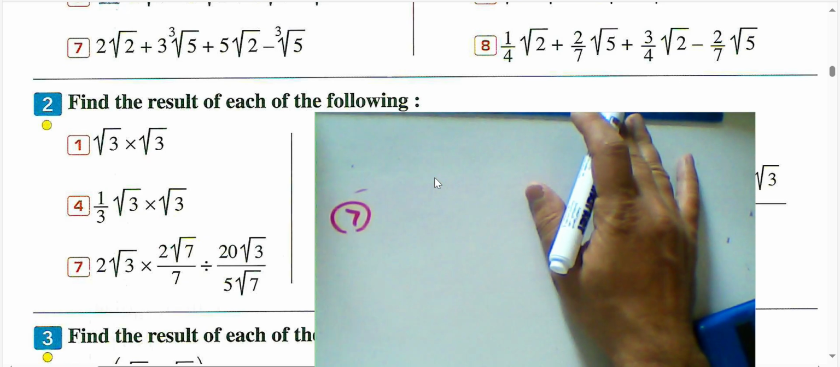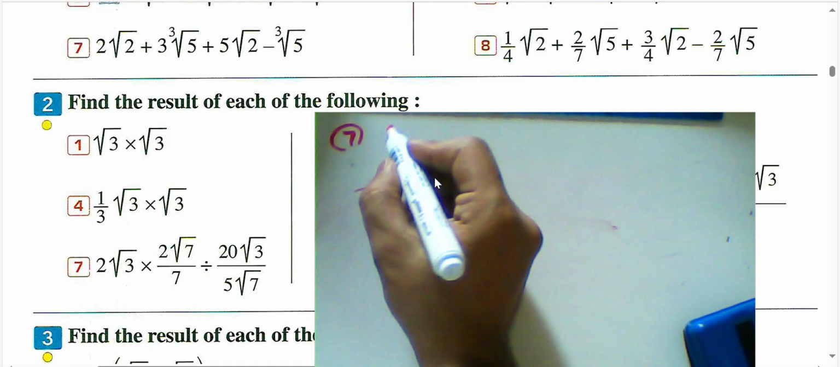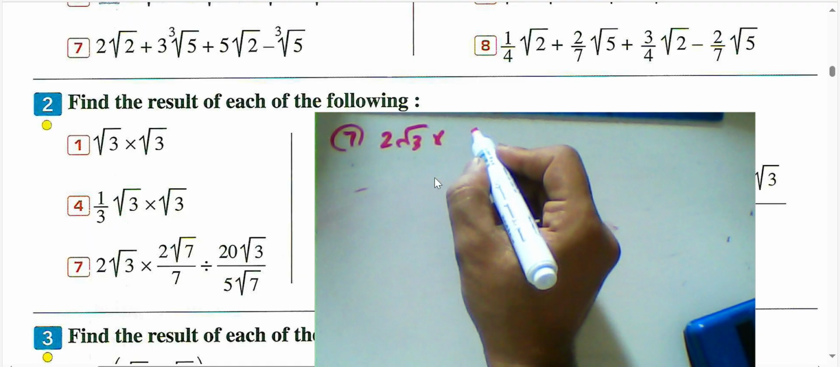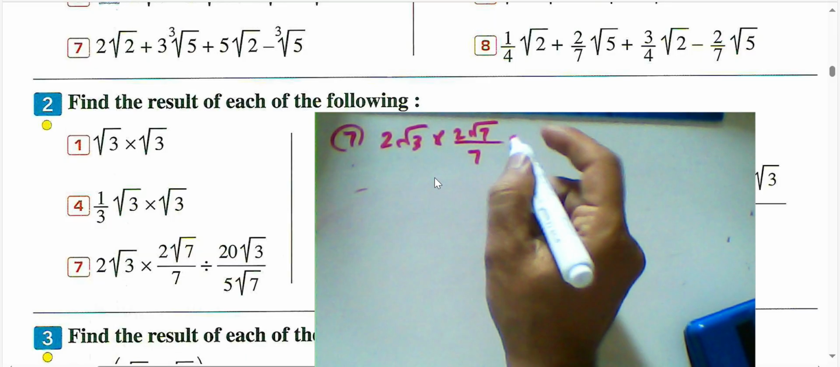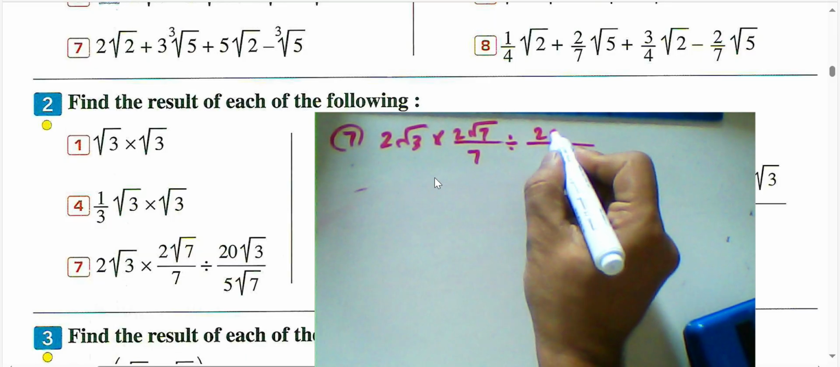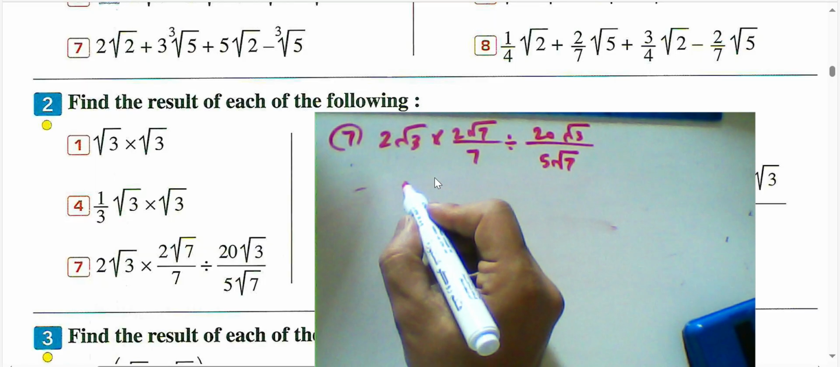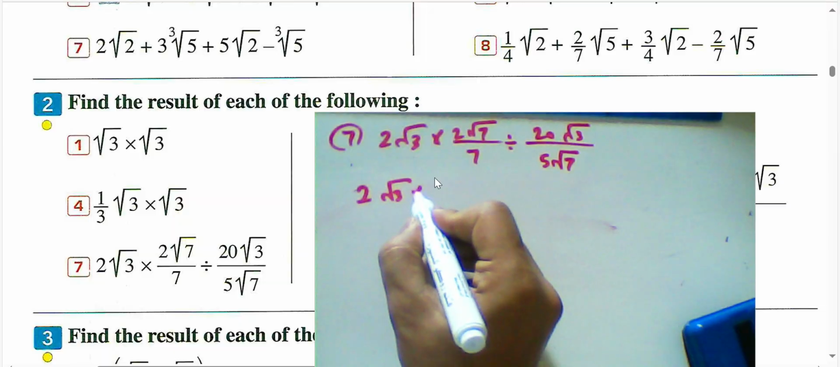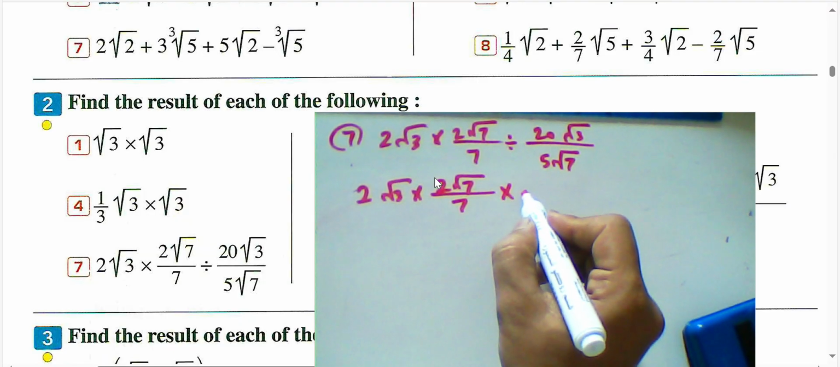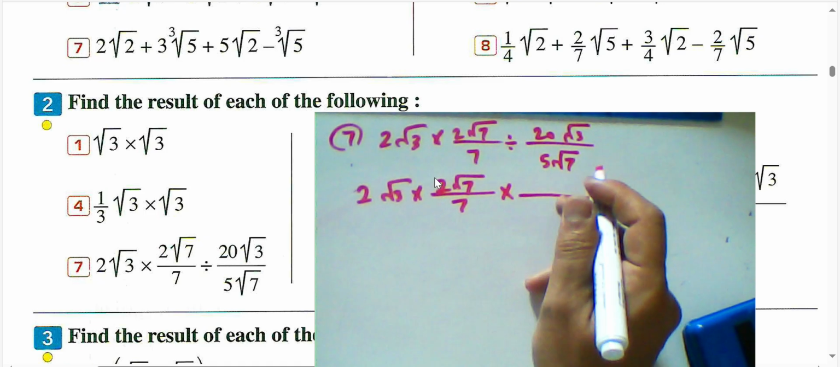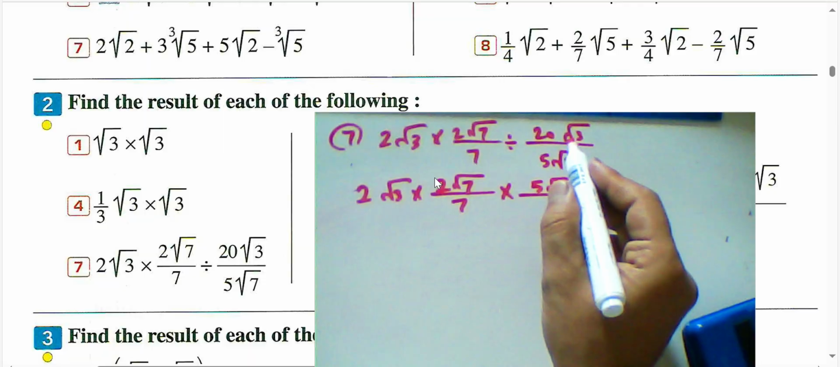Okay, pay attention with me. Number 7. We have 2 root 3 product by 2 root 7 over 7 divided by 20 root 3 over 5 root 7. We can write 2 root 3 product by 2 root 7 over 7, convert from division to multiplication and write the reciprocal of this fraction, so we write 5 root 7 up and 20 root 3 down.